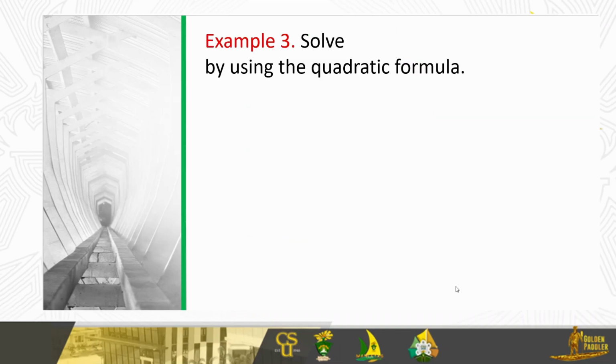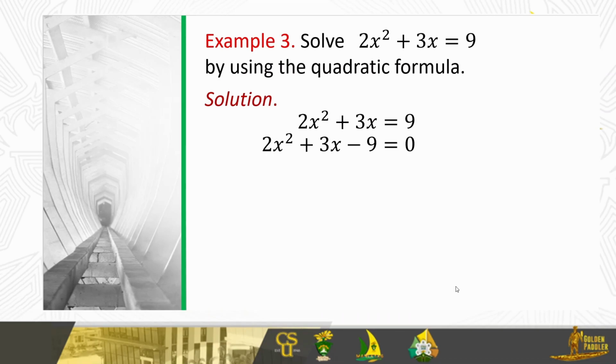So, for example 3, solve this equation by using the quadratic formula. From the given equation, we need to transform this into its standard form by adding negative 9 to the left-hand and the right-hand side. So we get this equation. Now, the values for a, b, and c are respectively 2 from the coefficient of x squared, b is 3 from the coefficient of x, and c is negative 9, the constant term.